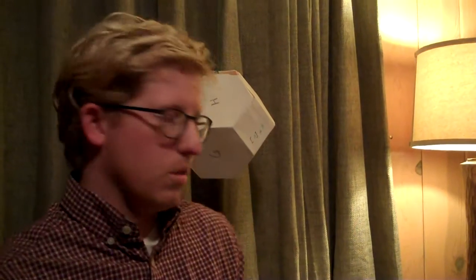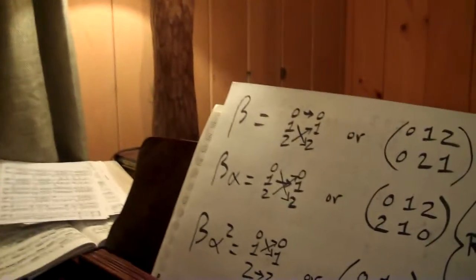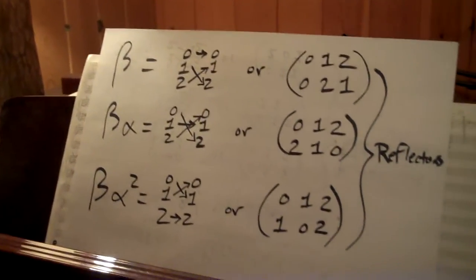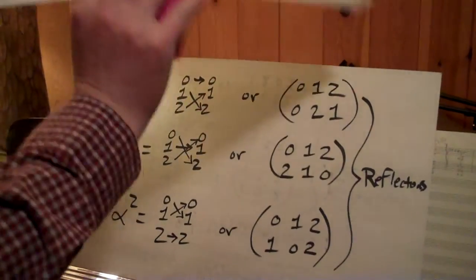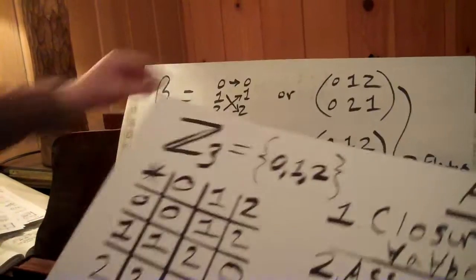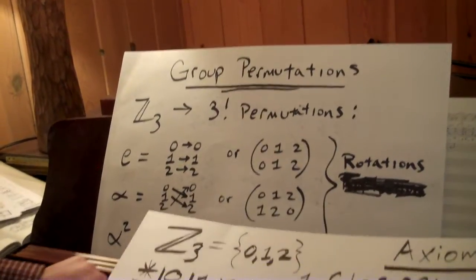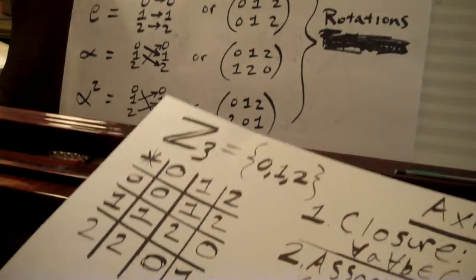Now, since there are 6 permutations, how do we obtain the other 3? Well, if we look at the other permutations, beta, one other thing real quick. The first 3 permutations actually represent the 3 rows in a Cayley table. If we look at here, 0, 1, 2, 1, 2, 0, and 2, 0, 1. So it's kind of interesting.